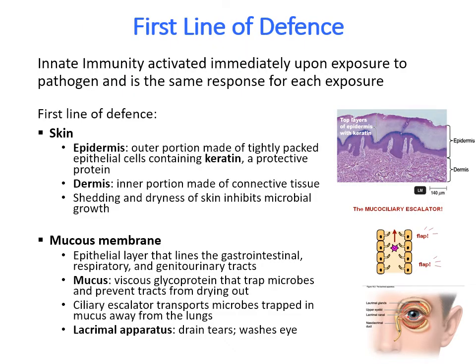Here, I will describe in detail about innate immunity. The first line of defense acts as a physical barrier to keep the pathogen out of the body.